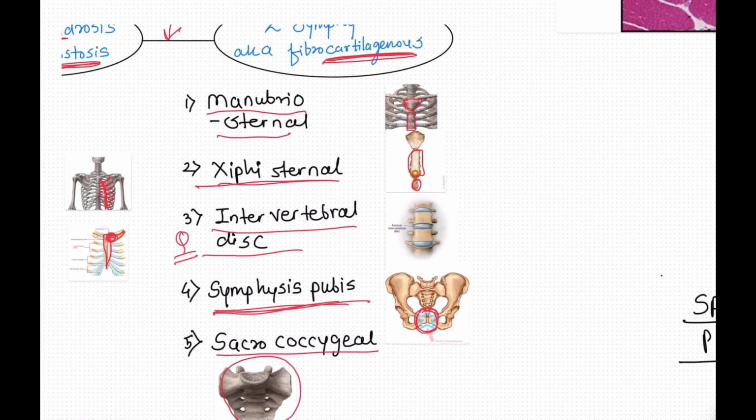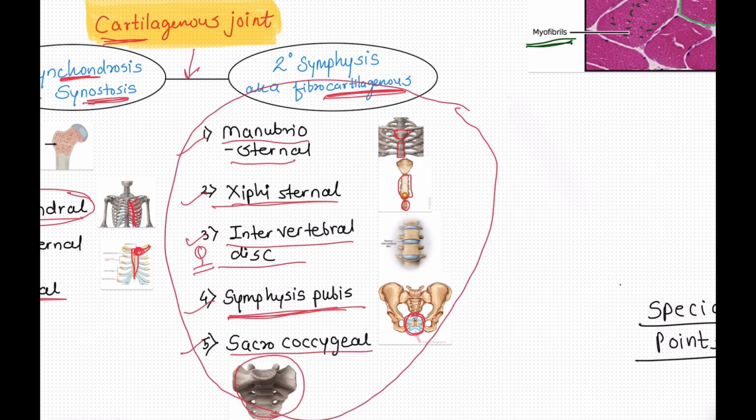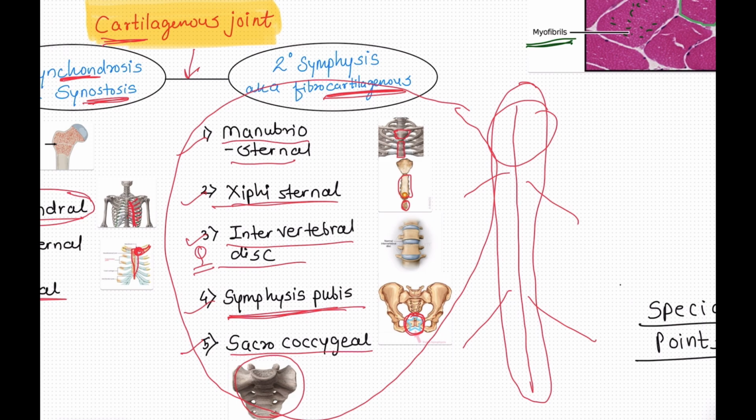Have you noticed? All these joints, which are manubriosternal, xiphisternal, intervertebral disc, symphysis pubis and sacrococcygeal joints, all these joints are present in the midline portion of the body. Right? If it is human body, then in the midline portion of the human body, you can see this manubriosternal joint and xiphisternal joint, all these are arranged in the midline, and intervertebral disc also, that is spine, is also present at the midline, and then pubic symphysis is also present at the midline, and sacrococcygeal joint is also present in the midline. So secondary symphysis is also easy to remember.